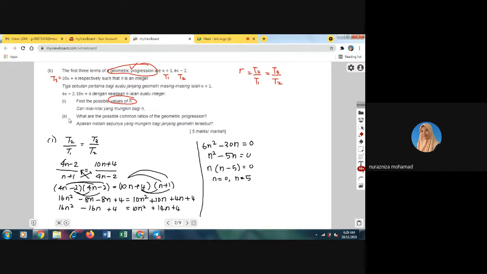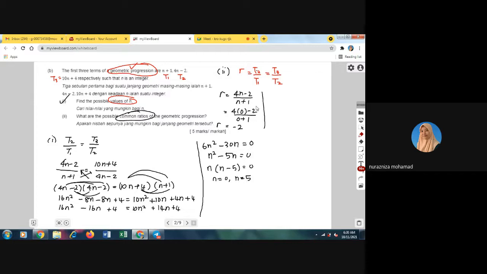Now question number 2. What are the possible common ratios of the geometric progression? Common ratio is T2 over T1. So the first one, when n is equal to 0, r is equal to 4n minus 2 over n plus 1. This is the first common ratio, T2 over T1. So this is equal to 4 times 0 minus 2 over 0 plus 1. So negative 2 over 1, the first r is negative 2.